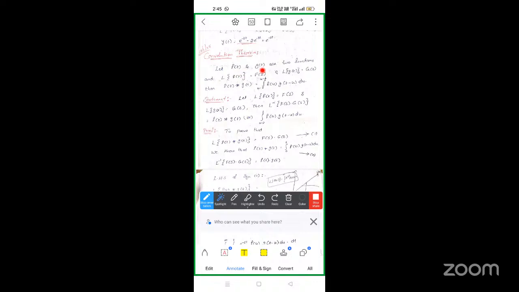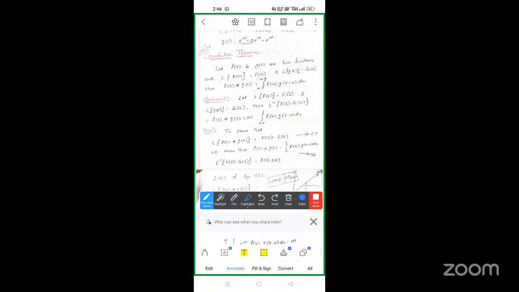f of t and g of t are two continuous functions, and L of f of t is equal to F of s, and L of g of t is equal to G of s. Then f of t star g of t is equal to the integration from 0 to t of f of u into g of (t minus u) du. To prove this theorem, L of f of t star g of t is equal to F of s into G of s. We know that f of t star g of t is equal to the integration from 0 to t of f of u into g of (t minus u) du.